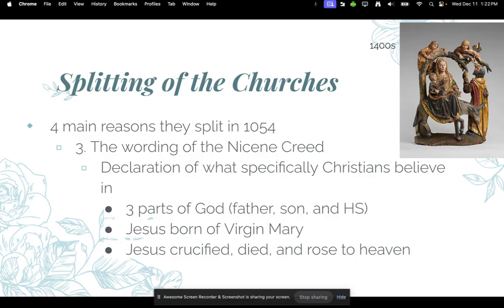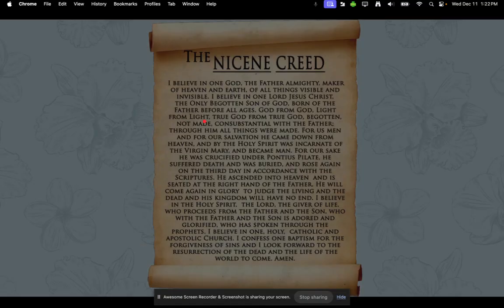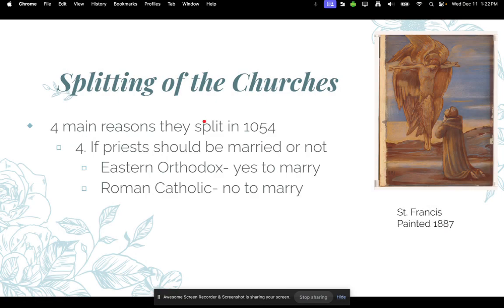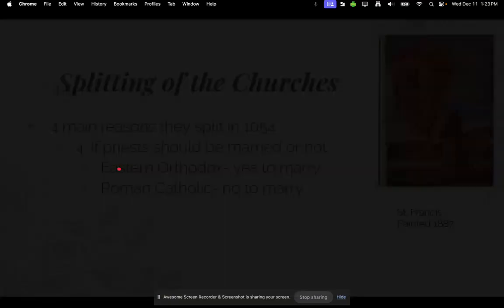The third reason is the wording in the Nicene Creed. We talked about this back in Unit 4, but it was a declaration of what specifically Christians believe in. There were some wording issues over it that they got kind of defensive about. And the fourth reason is whether priests should be married or not. The Eastern Orthodox Church was like, yeah, priests can marry, why not? And the Roman Catholic Church was like, no way, priests cannot be married.